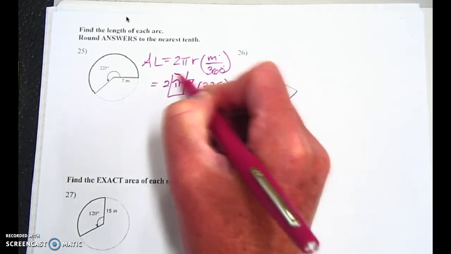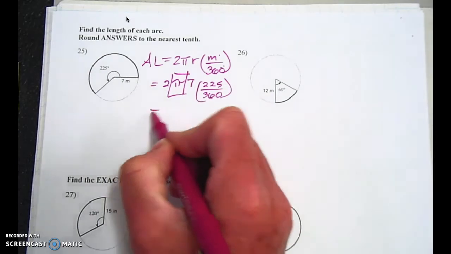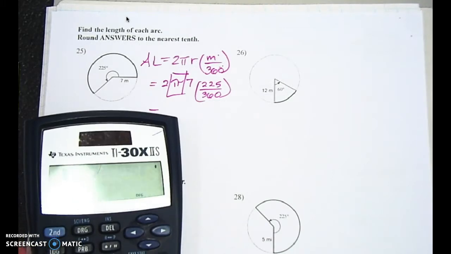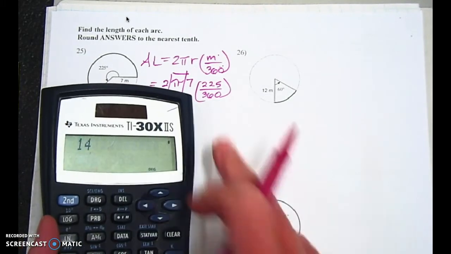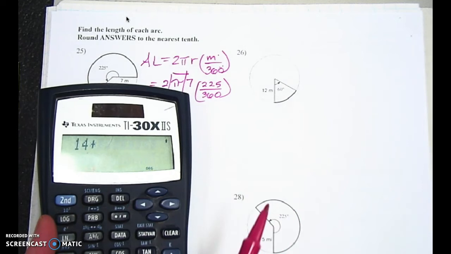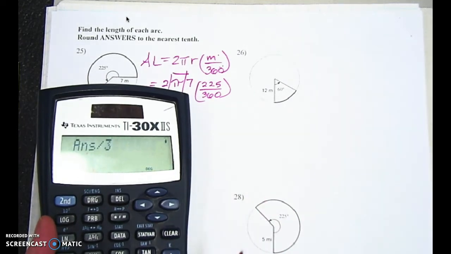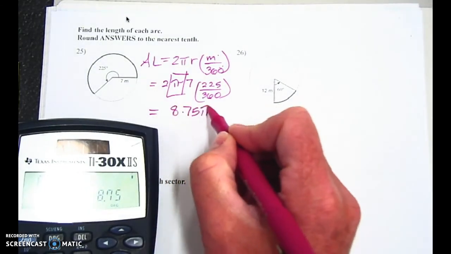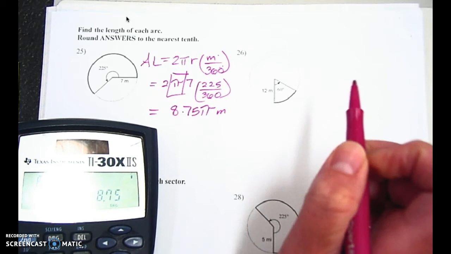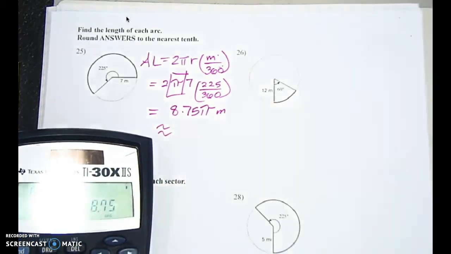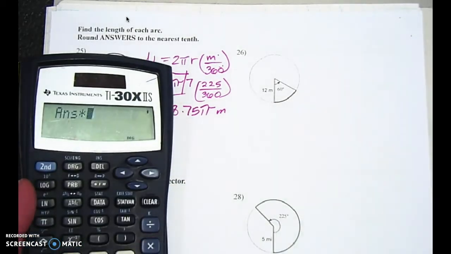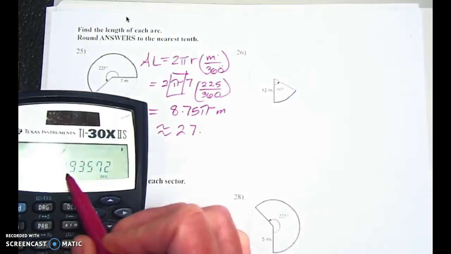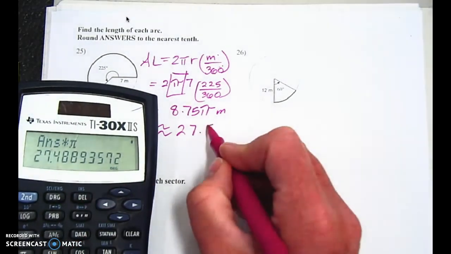So for our first answer, we're going to type in everything but pi, which will give us 2 times 7 is 14. So 14 times the 225. Divide that by 360. Got 8.75 pi, and that's in meters. And then to round it to the nearest tenth, we take that and we multiply it by the pi button. I've got 27.4, but there's an 8 next to it, so I'm going to round up to a 5.